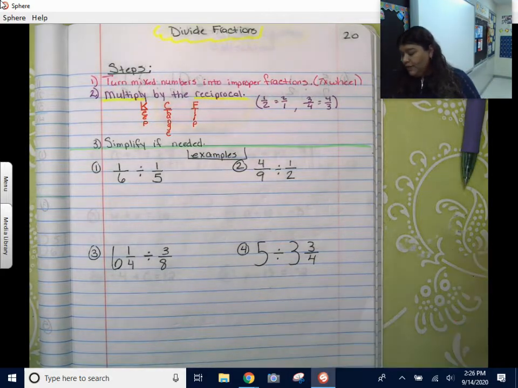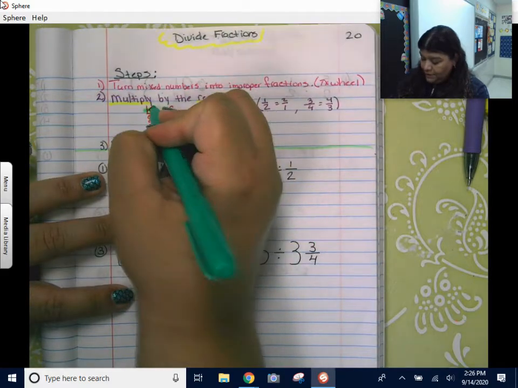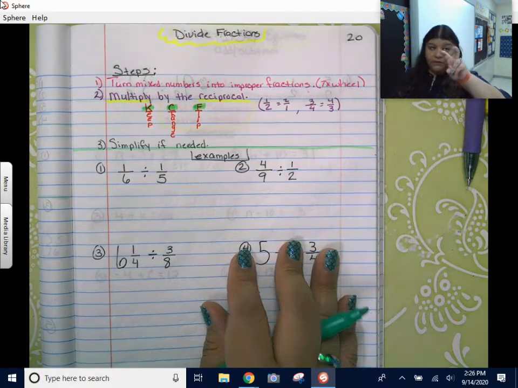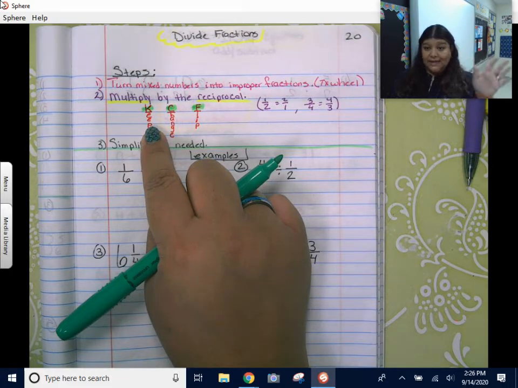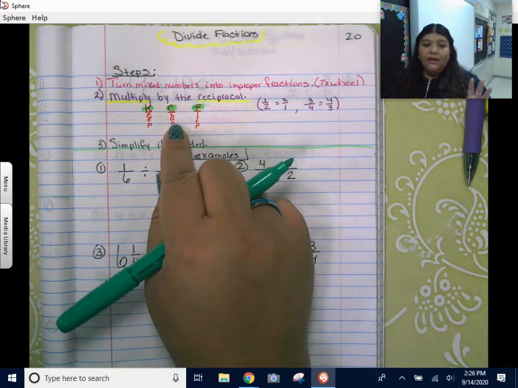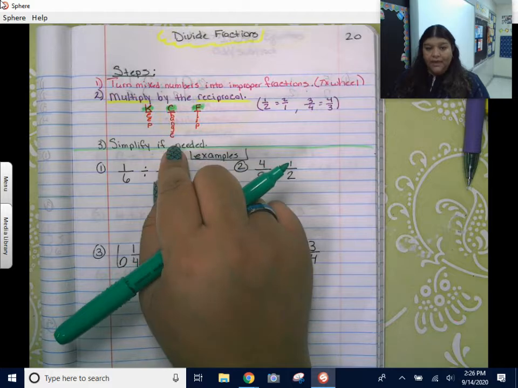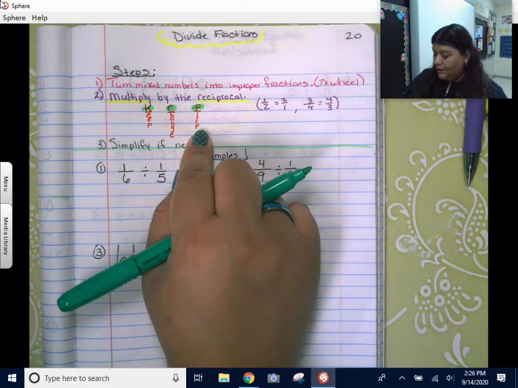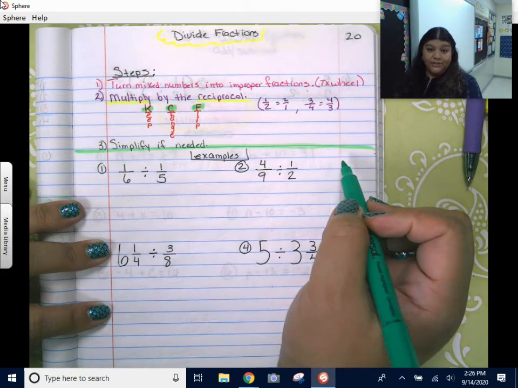Now, some of the terms you might have heard from elementary was KCF, which stands for keep, change, flip. Because when you divide, you have two numbers you're dividing. So keep stands for the first fraction. We're going to keep the first fraction the same, not do anything to it, okay? Then we're going to change the division symbol into multiplication. And then we're going to flip that second fraction to its reciprocal, okay? So we KCF it, keep, change, flip, all right? And then, of course, always the last step, simplify if you need to, okay?